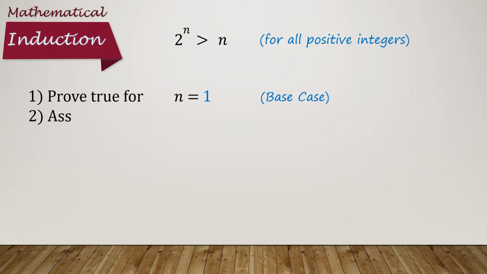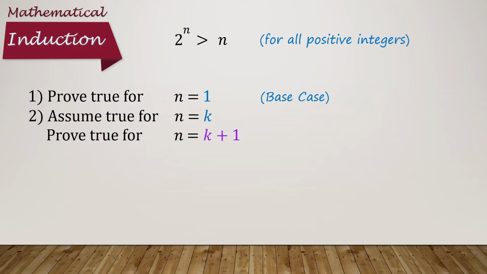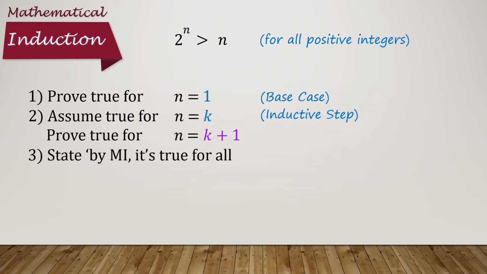That's our base case. The second step is to prove that it's true for n equals k, where k is a positive integer. Then the tricky step is to prove that it's true for k plus 1. That's our inductive step. Finally, we simply state, by mathematical induction, it's true for all n.